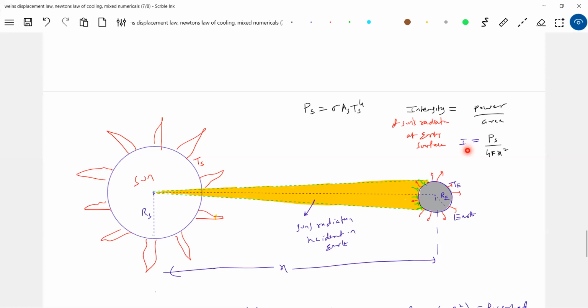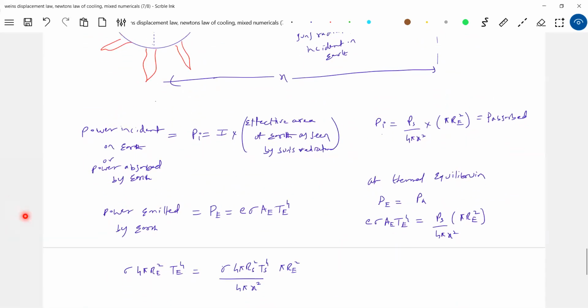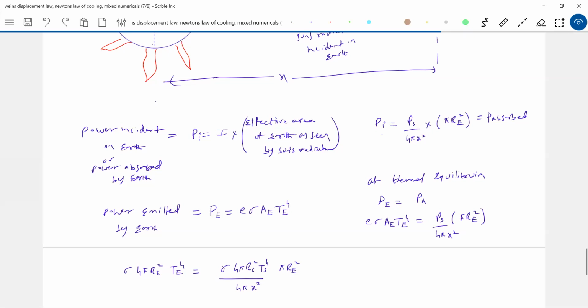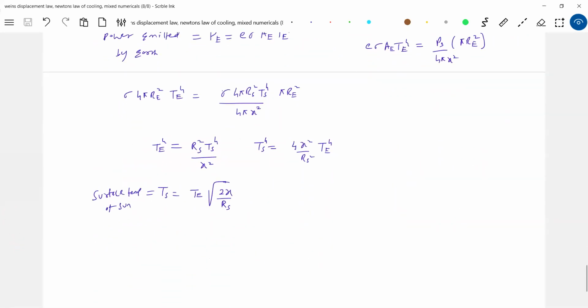The intensity due to a point source is given by power by 4 pi x square. Similarly, you are standing at a tube light. Treat the tube light like a source of radiation. Then at a distance x, what is the intensity? Power by 4 pi x square, where x is the distance from the tube light to the person. The idea is like this. Now like this, I can estimate the surface temperature of the sun.